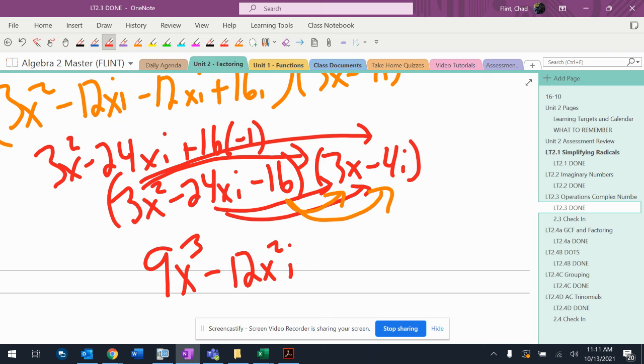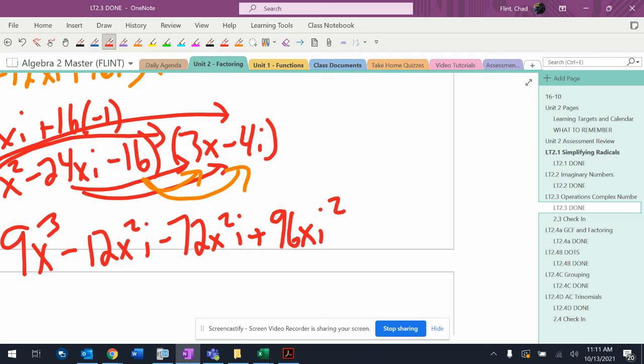Negative 24xi times 3 is negative 72x squared i. You gotta be really careful here. Negative 24xi times negative 4 is positive 96xi squared. And the last two here: negative 16 times 3 is negative 48x. Negative 16 times negative 4i is positive 64i.